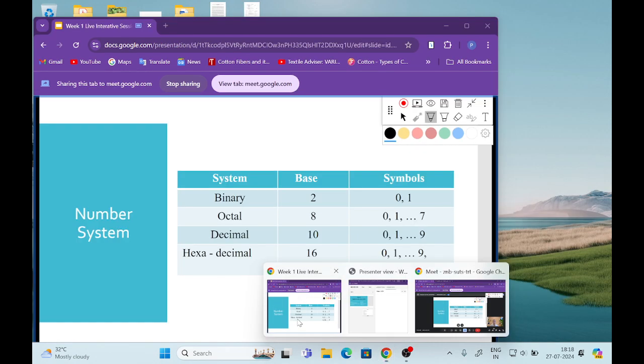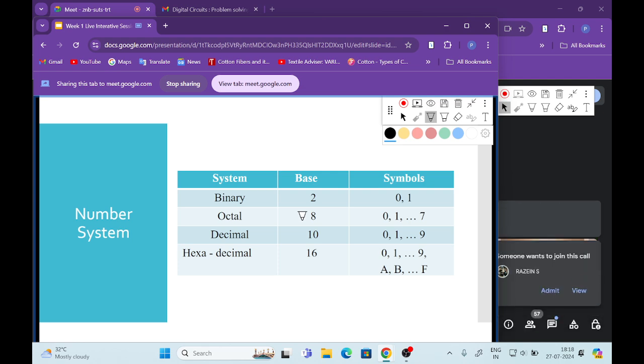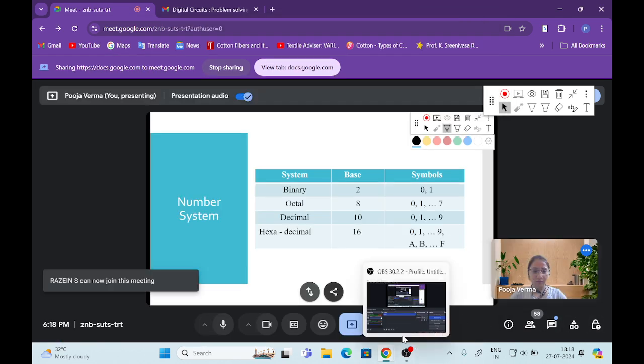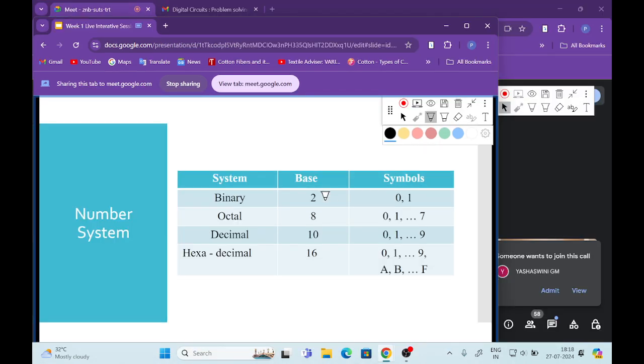So the next one is number system. What is a number system and how many types are there? There are four types of number system available: binary, octal, decimal, and hexadecimal. The binary number system is represented by base 2, and it is represented by 0 or 1.